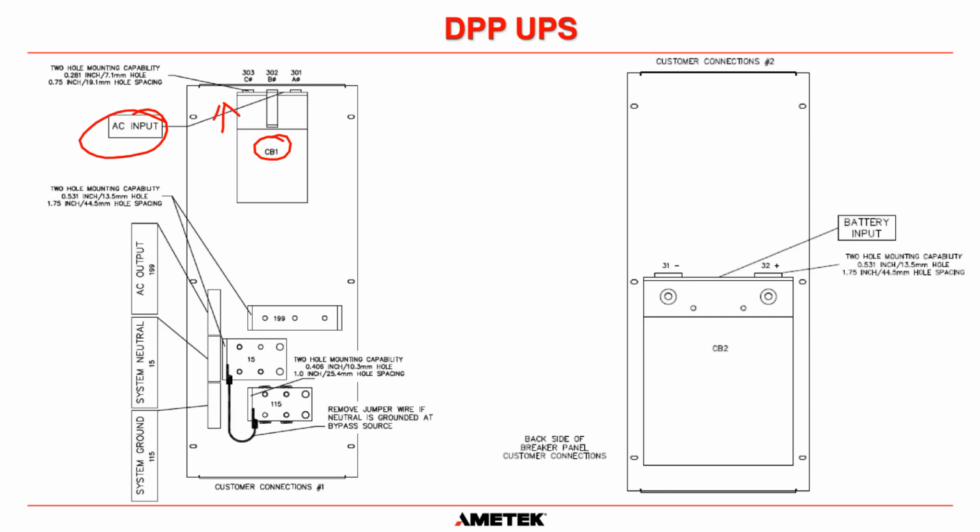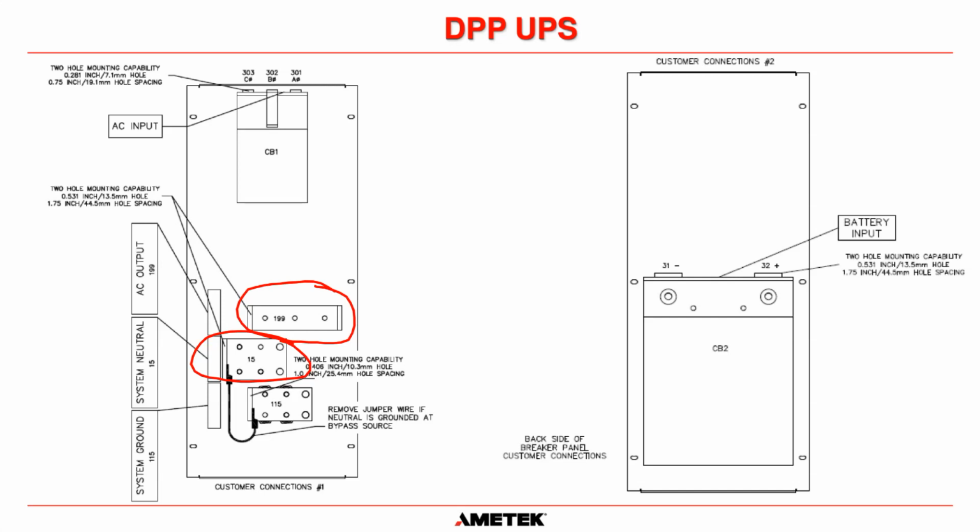And then we have at the bottom here, you can see my terrible circle. You can see where we have the AC output, the system neutral, and the system ground connections. Okay, so for the AC output, we only have a hot connection here because we use this 15, the neutral bus bar, to connect all of our neutrals. That would be your bypass neutral and your AC output neutral. We connect that to the bus bar that is labeled 15. That is our neutral connection inside the UPS for all neutrals.